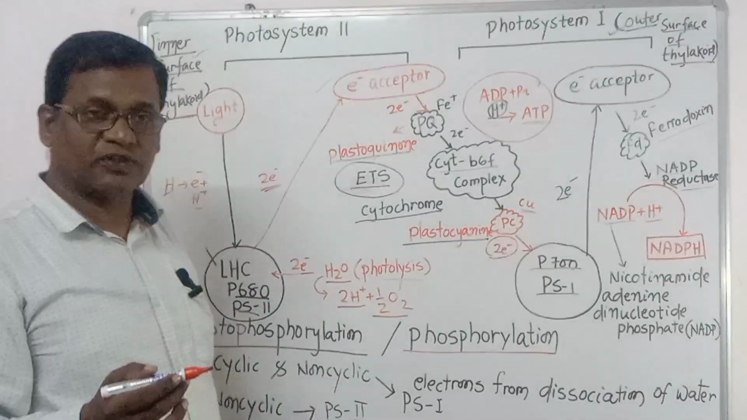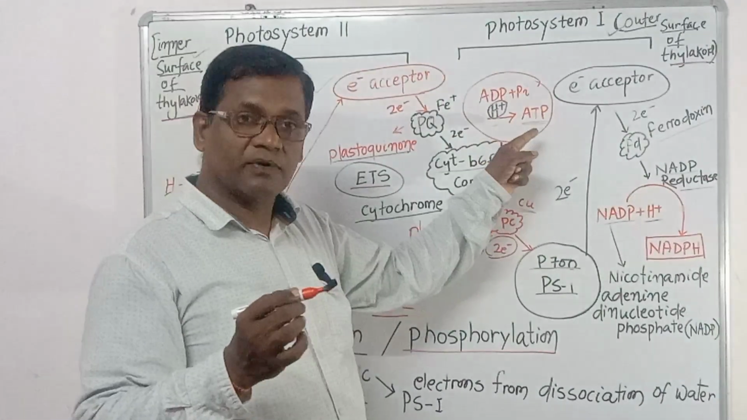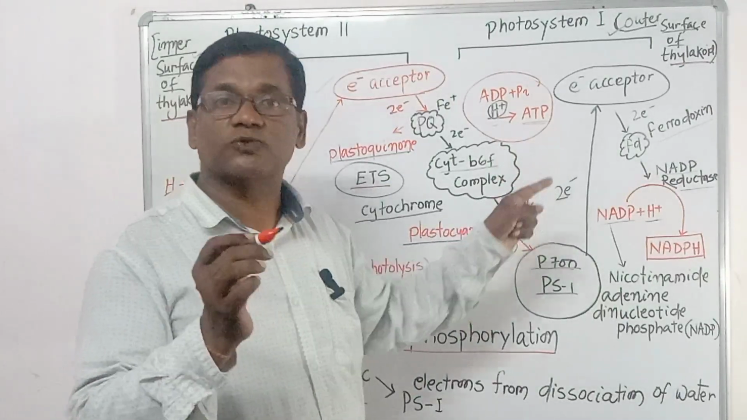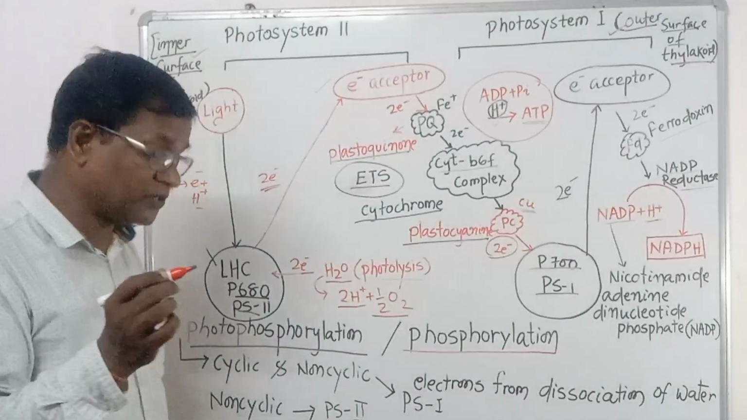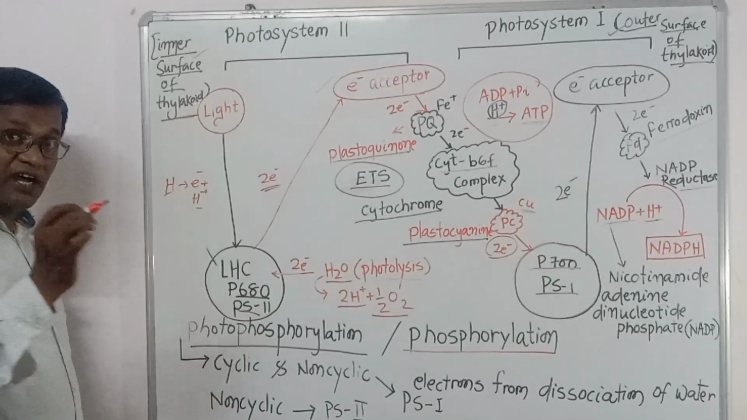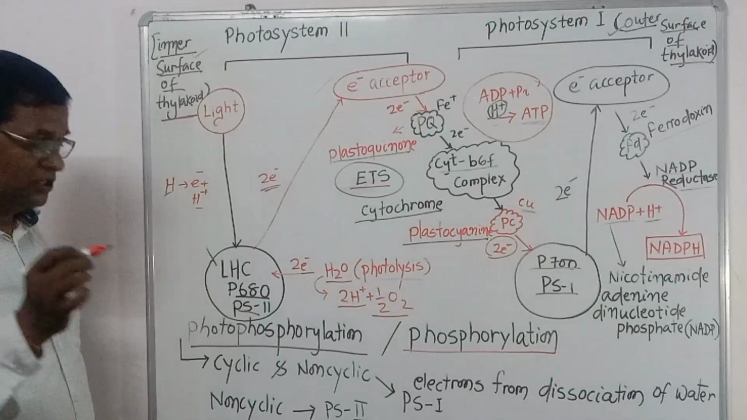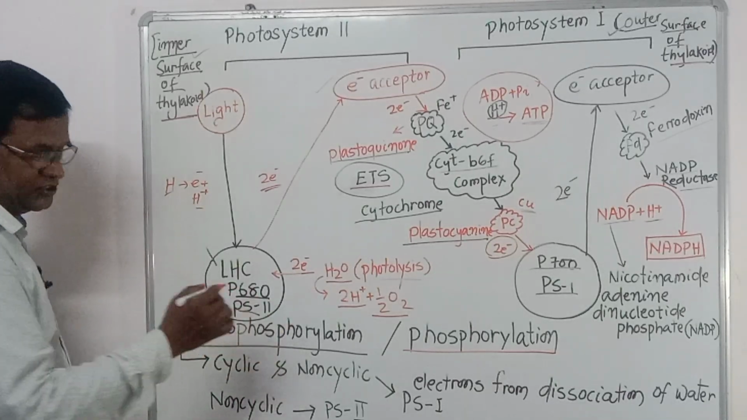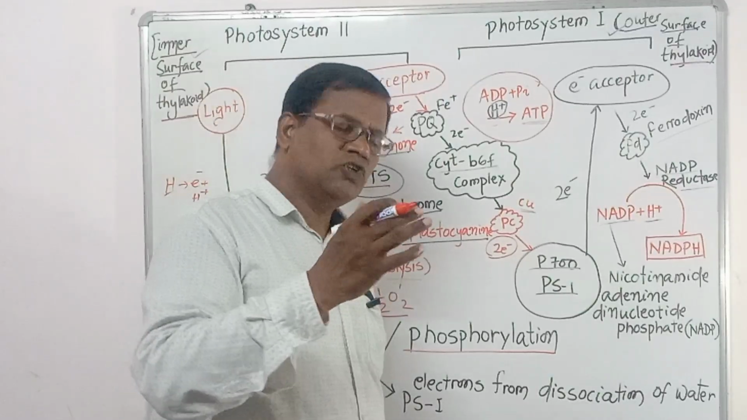Now, here in these two, if you compare, there is a process called phosphorylation. What is the meaning of phosphorylation? Phosphorylation means formation of ATP. Here you see ATP is formed, no? That process is phosphorylation. But what about photophosphorylation? Photophosphorylation means if it occurs in the presence of solar energy or sunlight, it is called photophosphorylation. And this photophosphorylation is of two types, cyclic and non-cyclic.